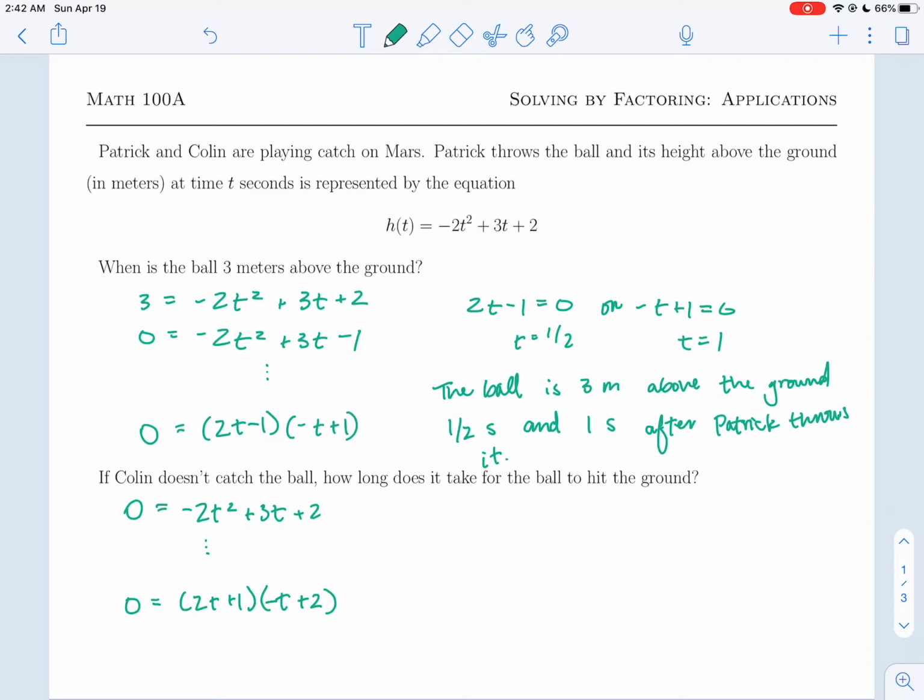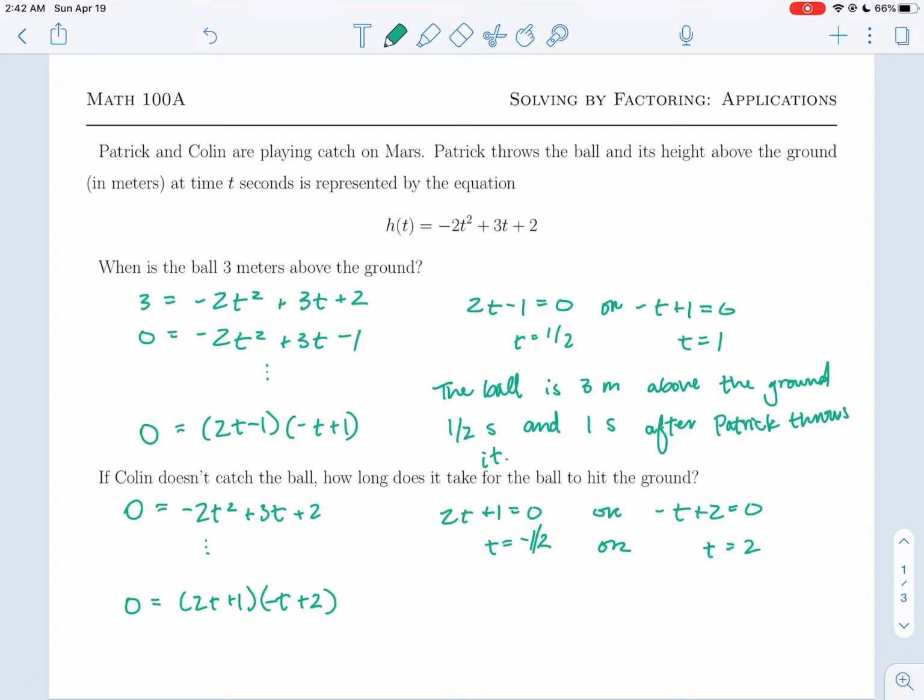Okay. Now I'm going to use that zero product property. I'm going to say 2t plus 1 equals 0, or negative t plus 2 equals 0. This time around, I'm going to get, on that left-hand side, t equals negative a half. Or on this right-hand side, I'm going to get t equals 2.